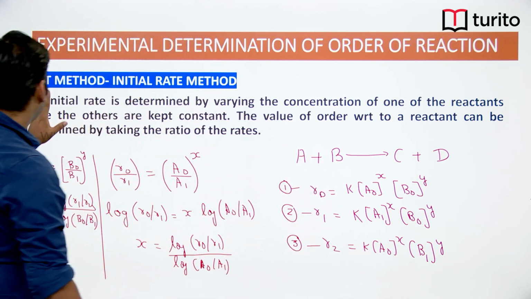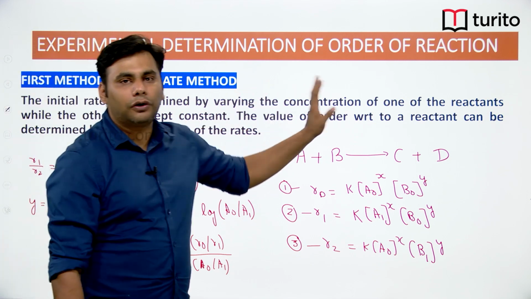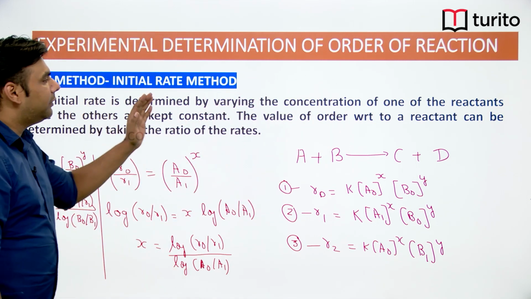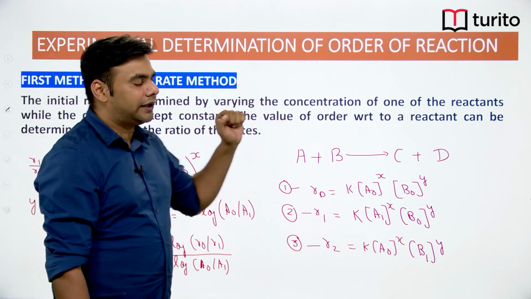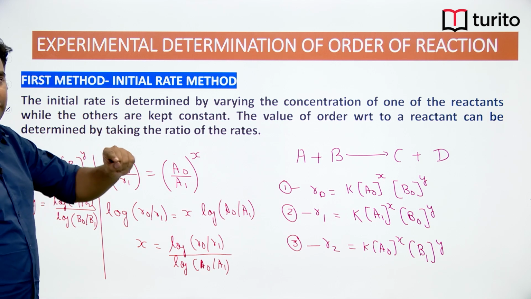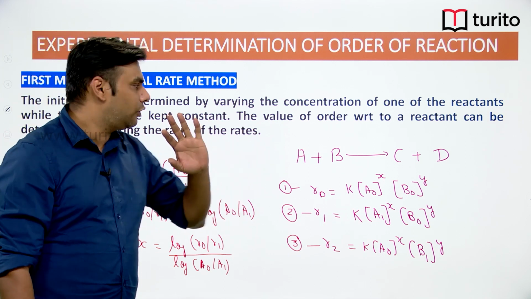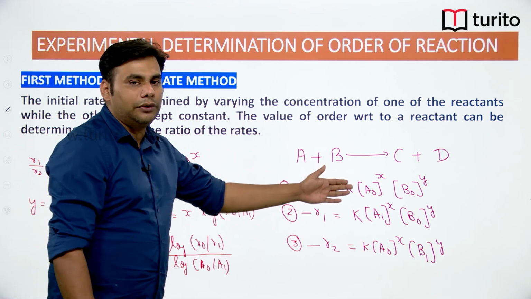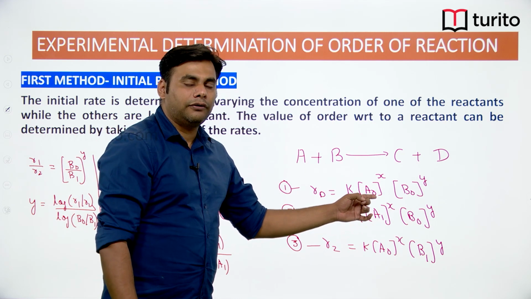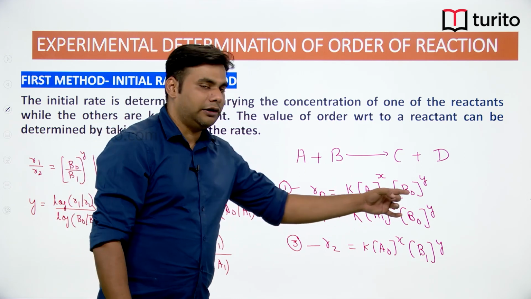So what we do in the initial rate method is vary the concentration of one of the reactants. The initial rate is determined by varying the concentration of one of the reactants while the others are kept constant. We continuously change the concentration of one reactant and keep the other constant, just the way we are doing here. Initially, suppose we take A naught amount of A and B naught amount of B, which corresponds to a particular rate.